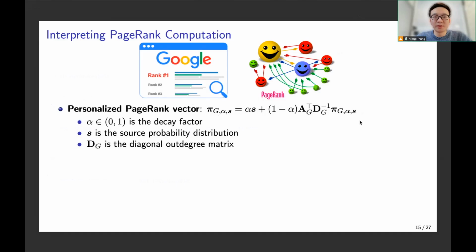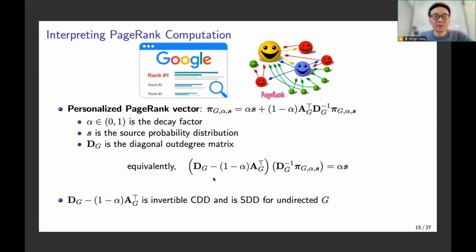So here the degree matrix is a diagonal out degree matrix. And equivalently, we can write this definition as the following equation, where the involved matrix here is the degree matrix minus 1 minus alpha times the adjacency matrix transpose. So this involved matrix is strictly column diagonally dominant, and thus it is invertible. And also for undirected graphs, the matrix is symmetric diagonally dominant. And we can check that for this matrix, the decay factor alpha serves as a natural lower bound for its maximum p-norm gap, up to a constant of 1/2.